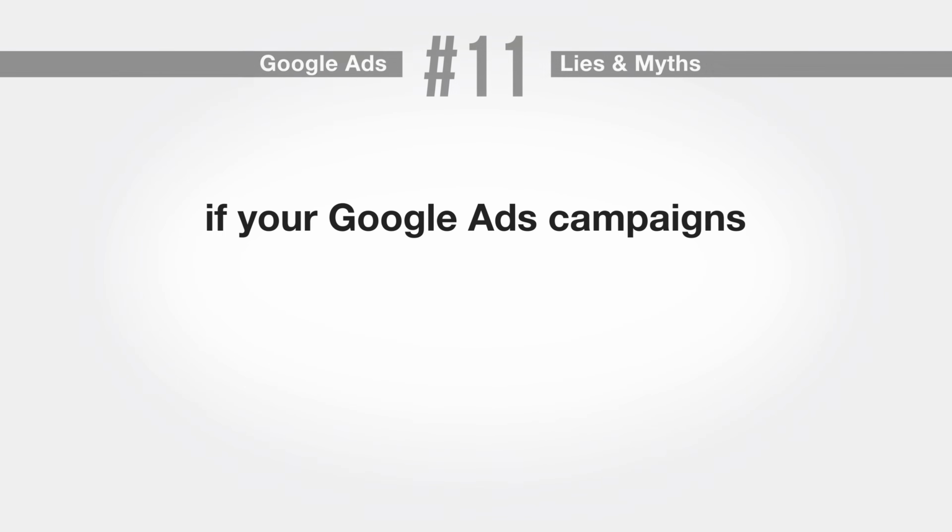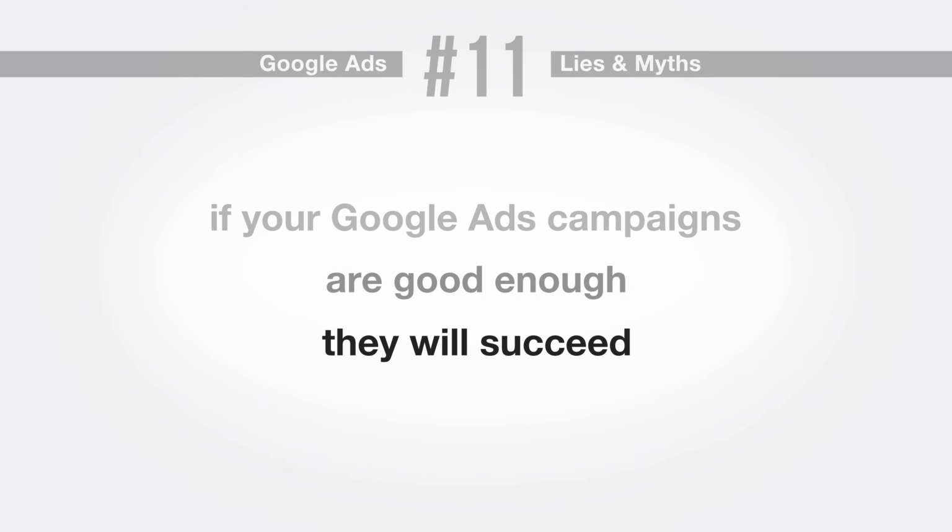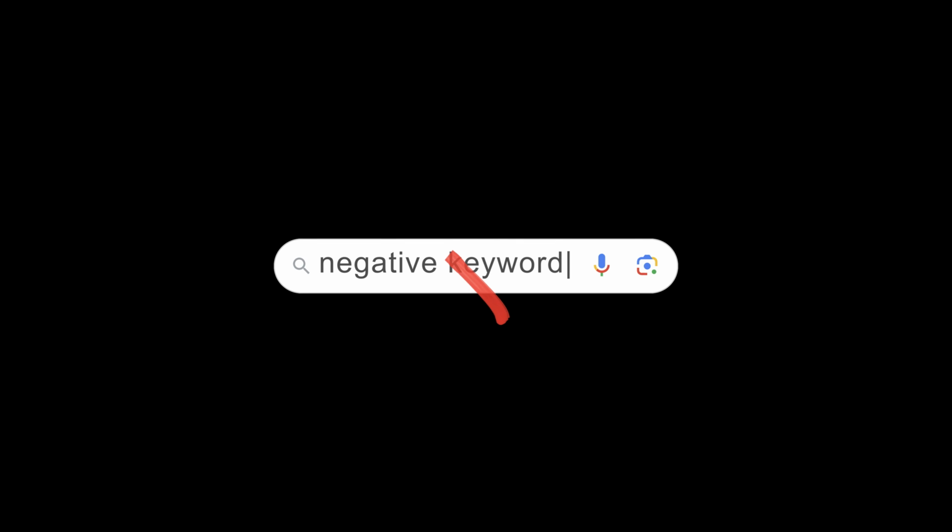Number 11, if your Google ad campaigns are good enough, they will succeed. Most Google advertisers spend too much time. Well, the ones that are spending a lot of time, I've already talked about. There are those that are just trying to let AI do it all, not bothering with negative keywords, not bothering with ad extensions. But those that are diligent, that are putting in effort, that are doing the right things, that are learning, watching videos like mine, that are testing things out, which is all great, they spend too much of their time proportionally within their Google ad account and less on the other stuff.